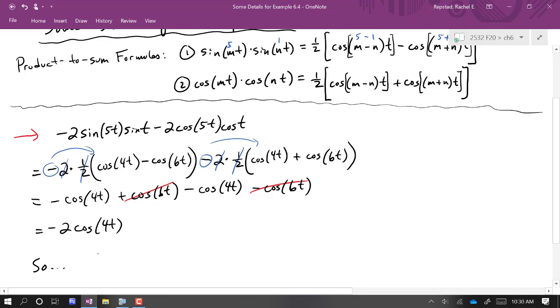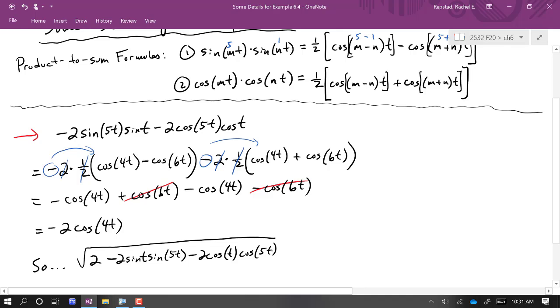So, in that example, when we were looking at 2 minus 2 sine t sine 5t minus 2 cosine t cosine 5t, that is just equal to 2 minus 2 cosine 4t.